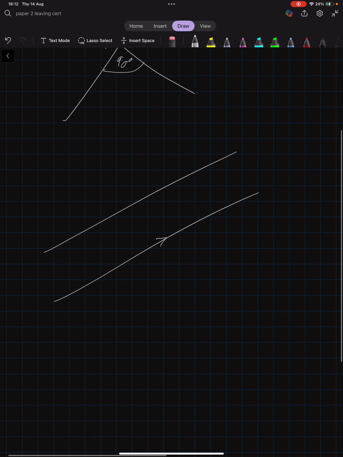If lines are parallel, you'll see two lines like this. It basically means they're in the same direction and they'll never meet. Okay, so that's all parallel lines are. Now there are different angles.